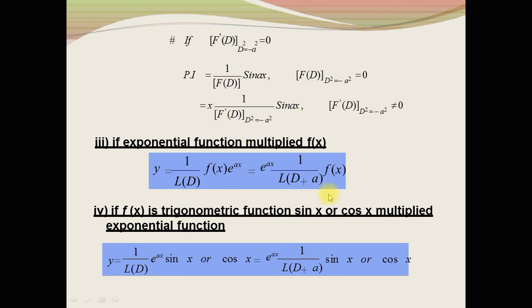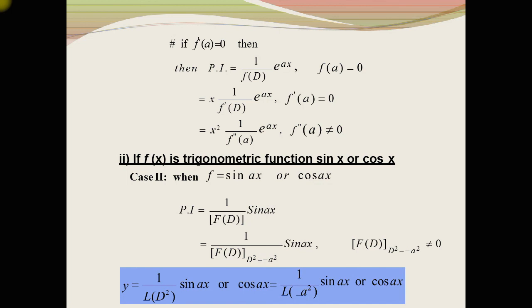In this lecture we have discussed only one part, when f of x is in the form of an exponential. Then replace D by the coefficient a, and if the result is 0, then take the derivative of the differential operator, put D equal to this coefficient, and put x outside, in front of the operator. And now this is the end of this segment.